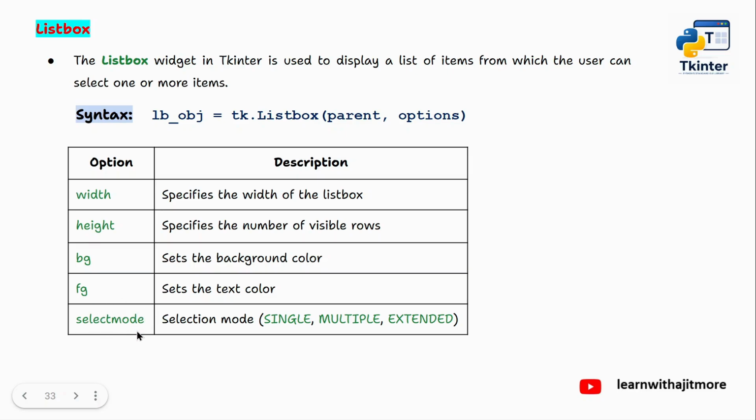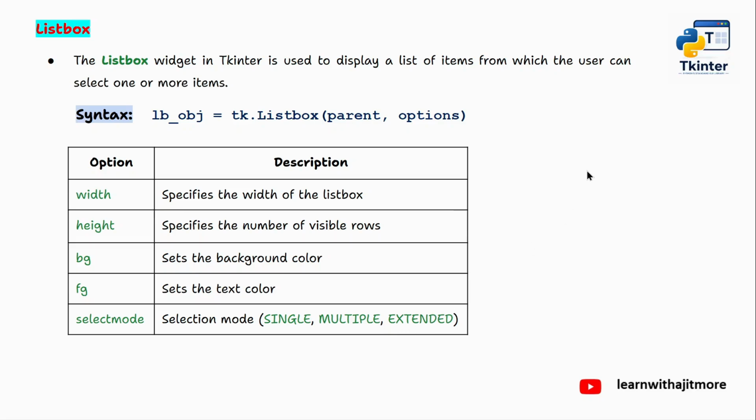Selection mode. By default, the selection mode is single. By default, you are allowed to select only one item at a time. There is another mode called multiple. But in the case of multiple, those control and shift keys don't work. Whichever item you click will get selected. Now, if you have 20 items, whichever item I click will get selected. Any next item I click will get selected.